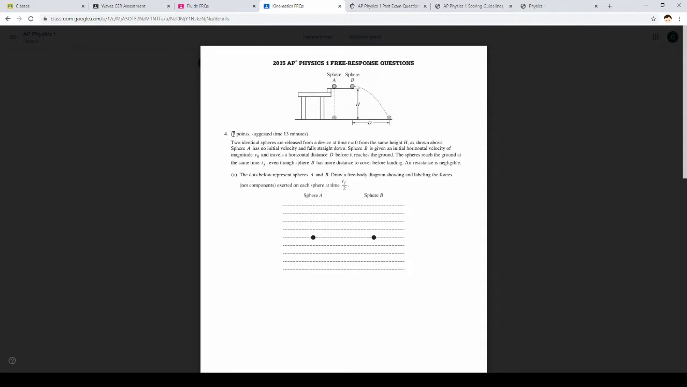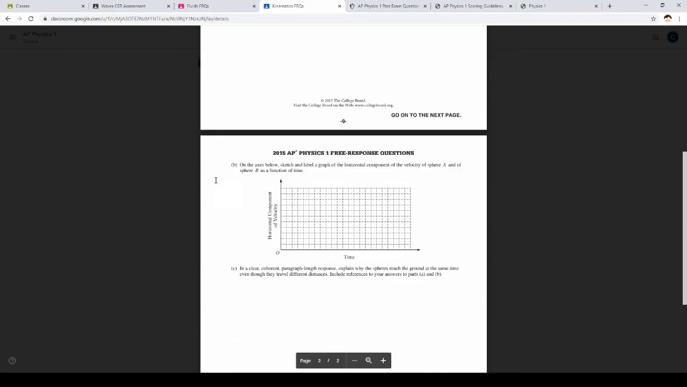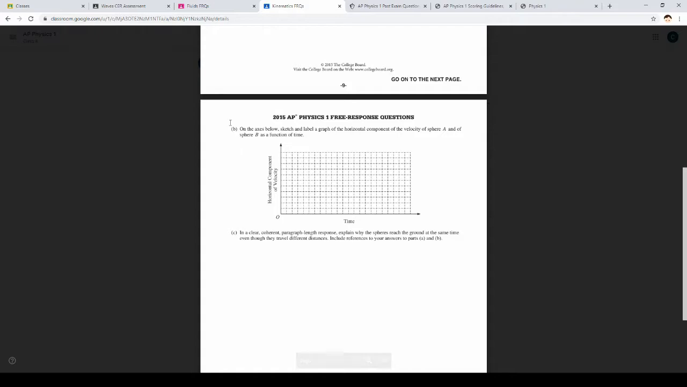Now this is a 7-point question. Going to skim everything. The dots below represent spheres A and B. Draw a free body diagram showing and labeling the forces, not components, exerted on each sphere at half of the final time. So when they're halfway down, well, not halfway down, but after they've been falling for half of the total time. On the axes below, sketch and label a graph of the horizontal component of the velocity of sphere A and sphere B as a function of time.